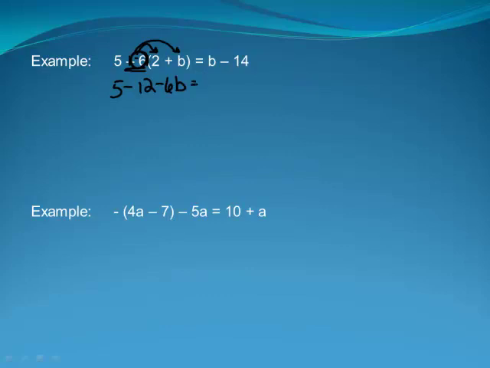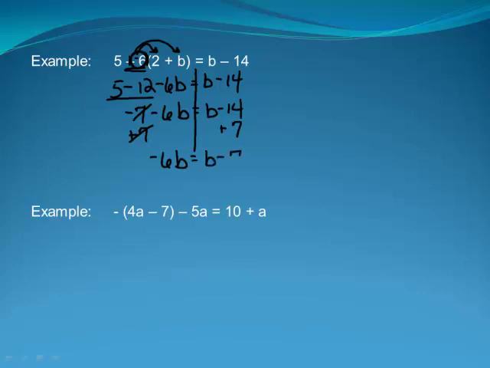Right-hand side, those are not like terms. You cannot combine them. Okay. Combine like terms on the same side of the equal sign. So here we can combine 5 minus 12, which gives us negative 7, minus 6b is equal to b minus 14. All right, I'm going to choose to get my constants on the right-hand side this time. So I'm going to add 7 to both sides. That leaves me with negative 6b on the left and b minus 7. Negative 14 plus 7 is a negative 7. B minus 7 on the right-hand side.